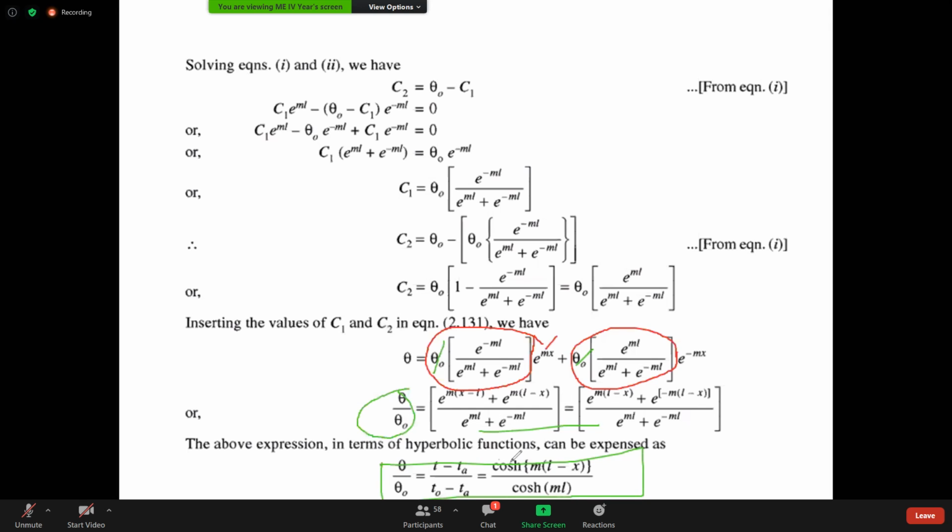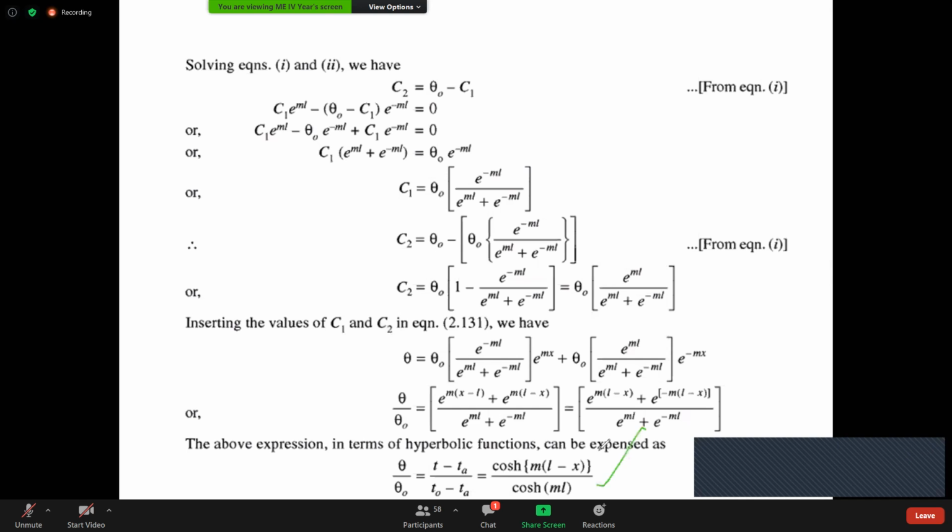How did you get this sin ml and cos ml? Again, you have to go for the mathematics. That also I have provided in the next slide. Don't worry. This is also given in the data book. What is the temperature profile equation for so and so? When the fin tip is insulated, then you're supposed to use this. Right. So now let me go to the next slide so that you can understand.